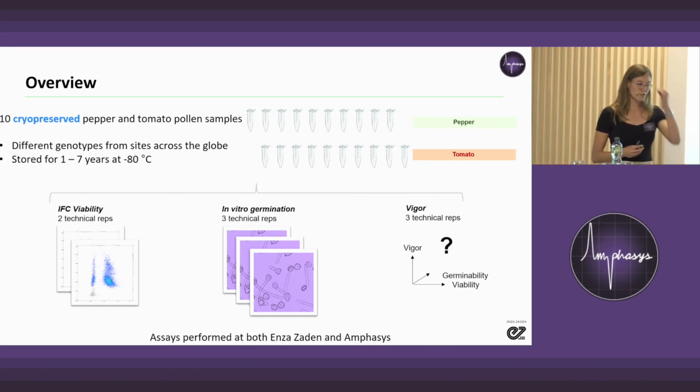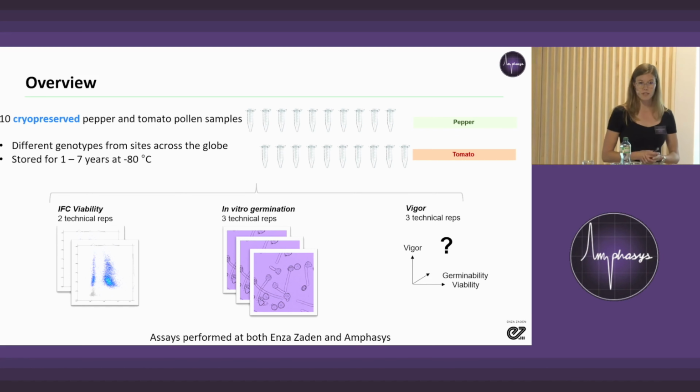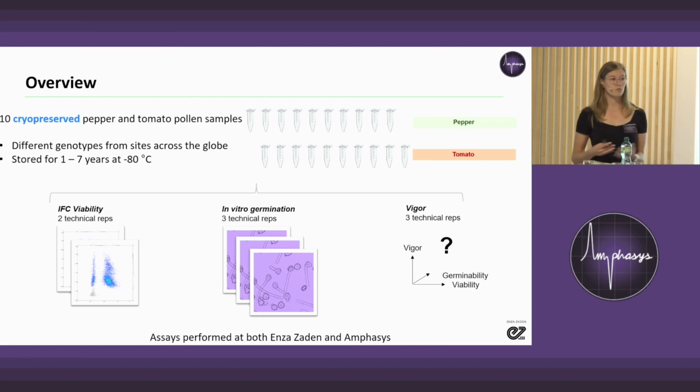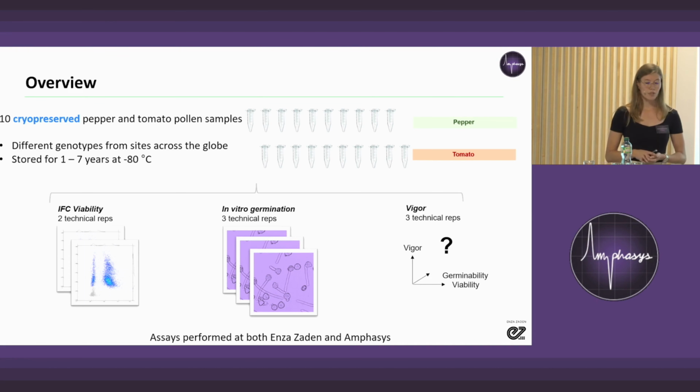Of each and every sample, we did multiple assays. So we performed the Amphasys measurement by 2 technical reps. We performed the in vitro germination, including 3 technical reps. I guess most of you will understand that. This is the germination on a liquid media. And we analyzed the pollen vigor. And all of these assays were performed at both Enza Zaden in Enkhuizen in the Netherlands, as well as here at Amphasys upstairs in the lab.